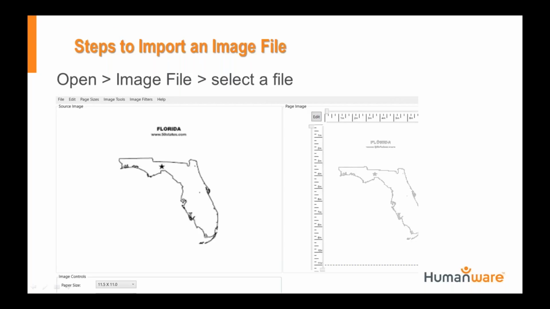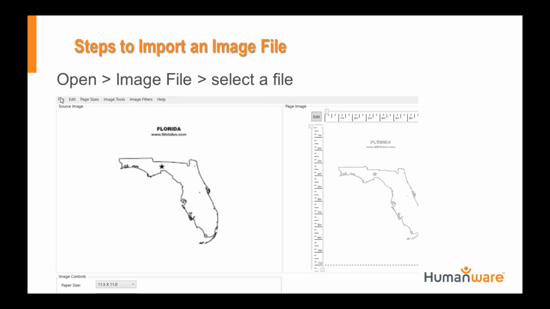Okay, so to import the image, the first thing you do on the file menu, your file menu right up here, is you say open, and then you choose image file, and then you select a file that you have on your computer somewhere. I happen to have had this file of the map of Florida, an outline map of Florida. If you look under the title, it says Florida. It would show you the URL for where there's tons of state maps, 50statemaps.com. And so I happen to have had this one on my computer.